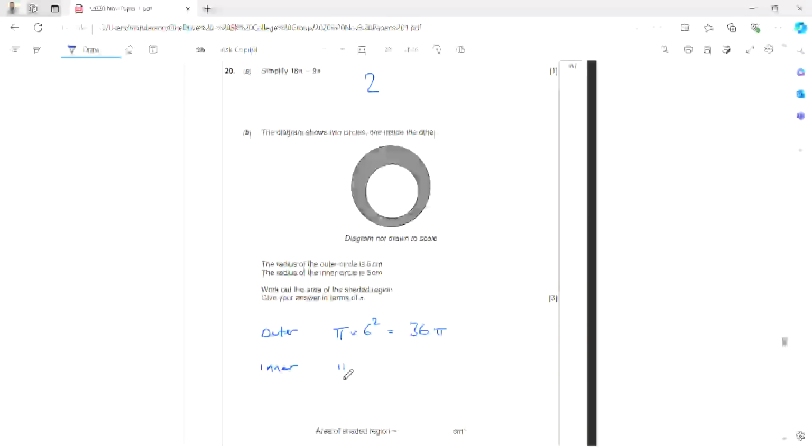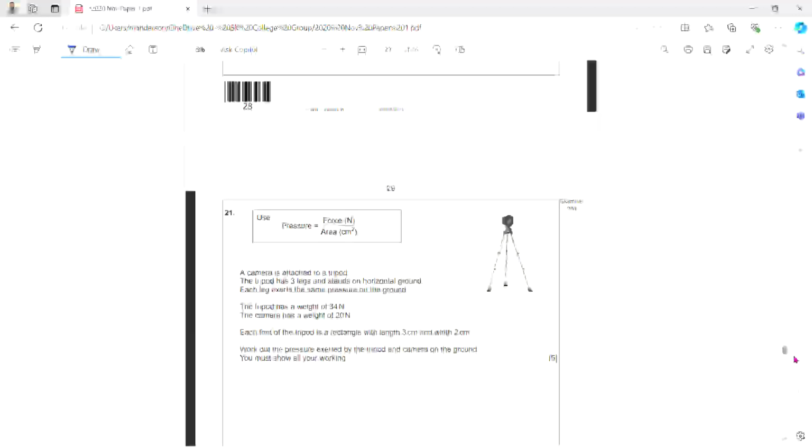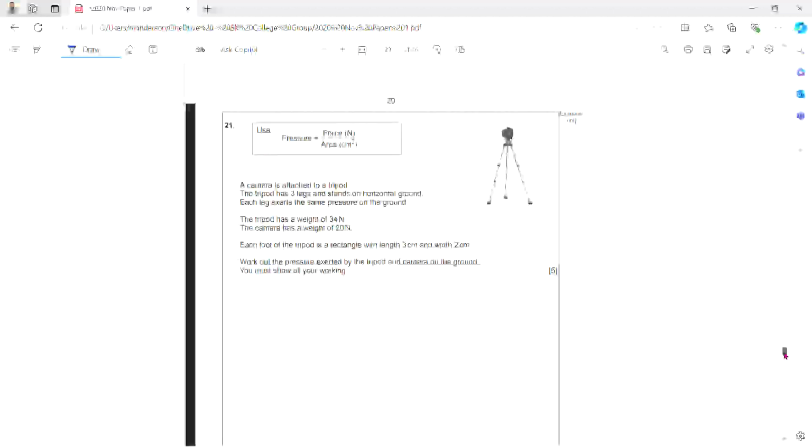And for the inner, it's pi times 5 squared, which is 25 pi. 36 pi, the outside circle, take away 25 pi, the inside circle, leaves me with 11 pi. So my shaded region is 11 lots of pi centimeters squared. Okay, so we'll carry on and we'll do question 21.